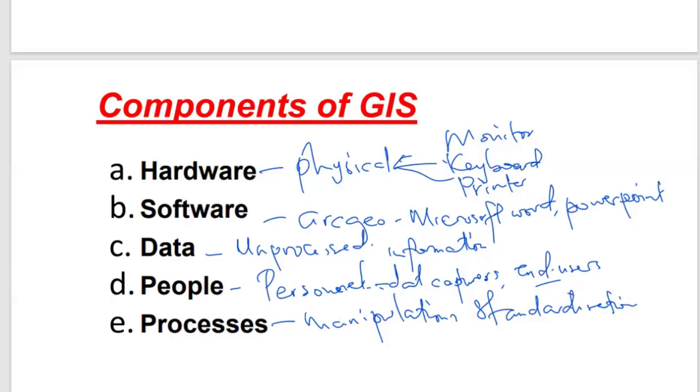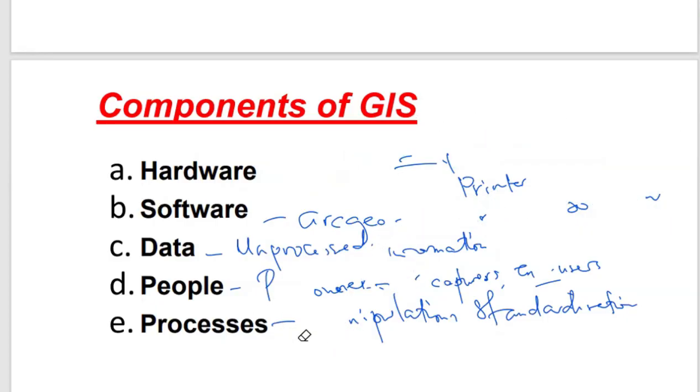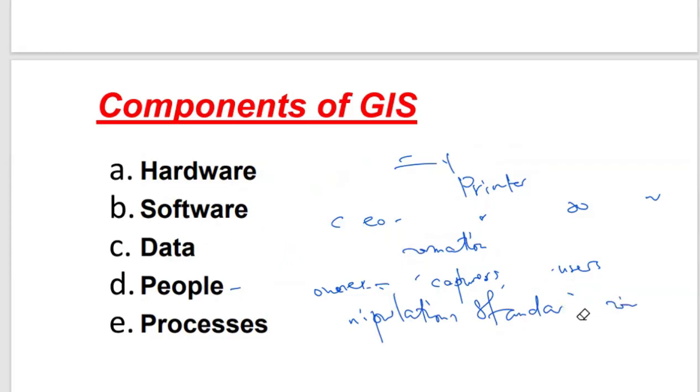So basically, these are the components of GIS. The basics of GIS is made up of hardware, according to our definition. It also has software, it has data, it has people or the personnel. Then it also has the processes. That's basically the components of GIS as part of our study in geography, the five components we have discussed.